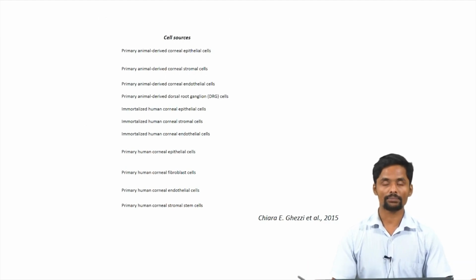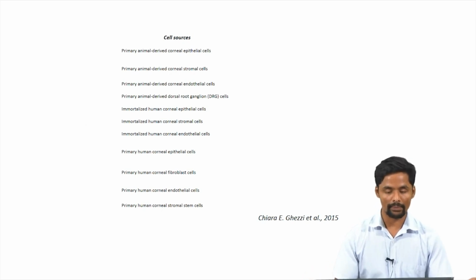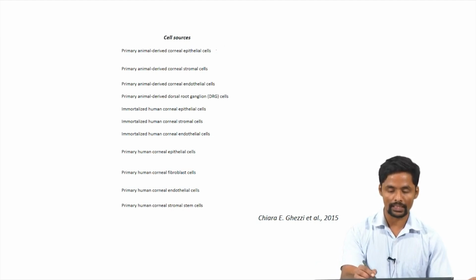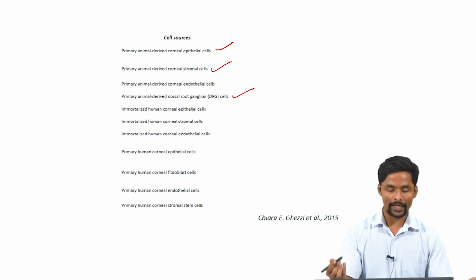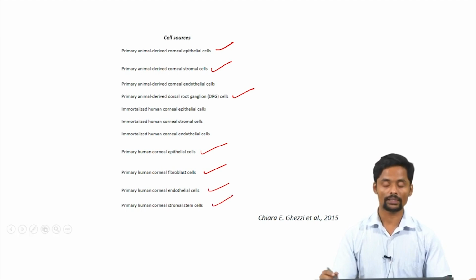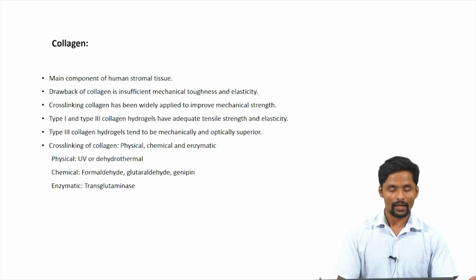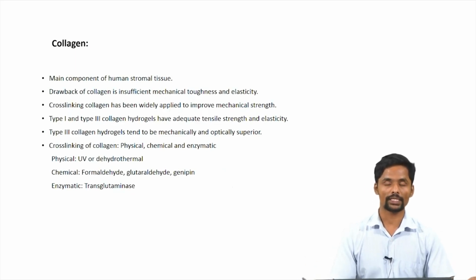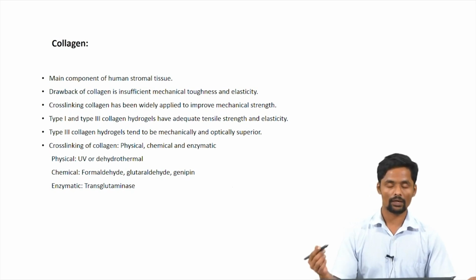Various types of cell sources have been used for constructing the corneal tissue. For example, primary animal derived corneal epithelial cells, primary animal derived corneal stromal cells, and dorsal root ganglion cells. They have also used human corneal epithelial cells, human corneal fibroblast cells, endothelial cells and human corneal stromal cells as a cell source for constructing the corneal tissue. Now we will talk about the various polymers that have been used for constructing the corneal tissue.